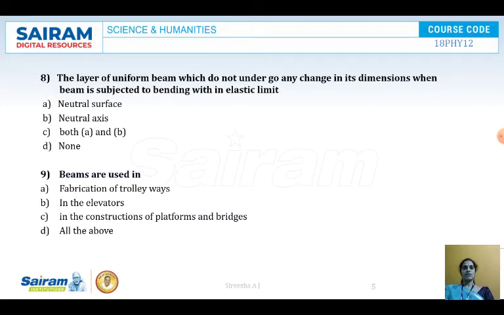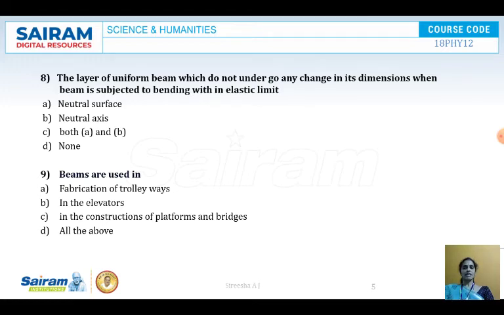Next, the layer of a uniform beam which does not undergo any change in its dimension when the beam is subjected to bending within the elastic limit. Option A is neutral surface, B is neutral axis, C is option A and B, and D is none. Here the question is given as a layer. Layer means it is a surface. So option A, the neutral surface, is the layer of the uniform beam. If it were an axis, then it would be option B. So it is a neutral surface. Option A is the correct answer.